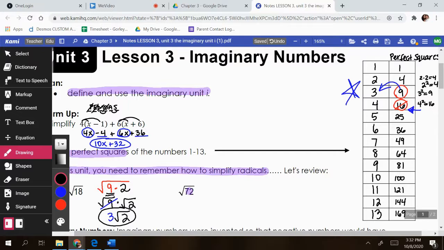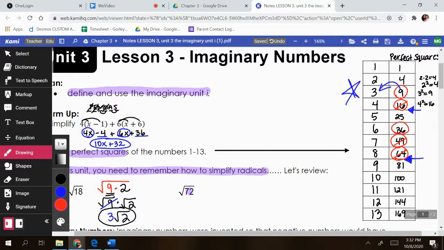No. So where would 72 fall? 72 would fall between 64 and 81. Okay, let's figure out what the largest perfect square is that 72 is divisible by. Is it divisible by 64? No. Is 72 divisible by 49? No. How about 36? That might work.